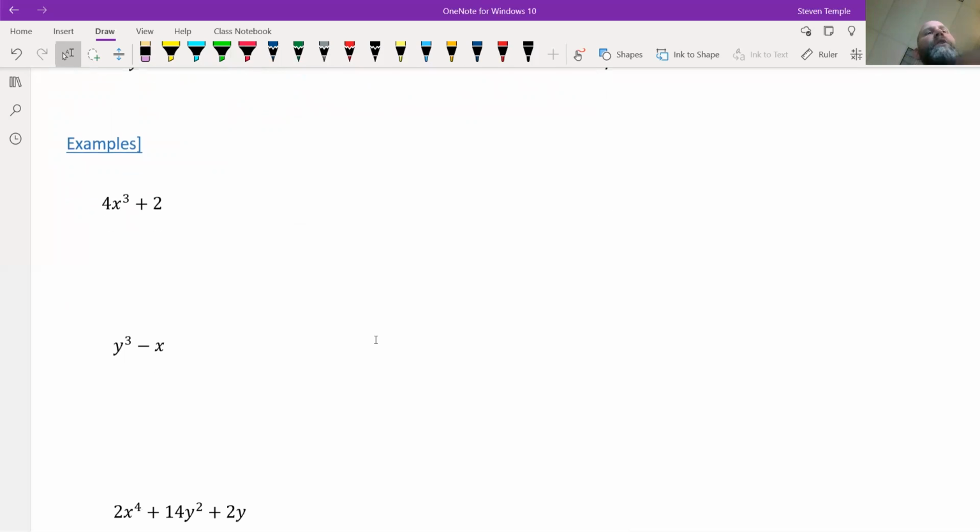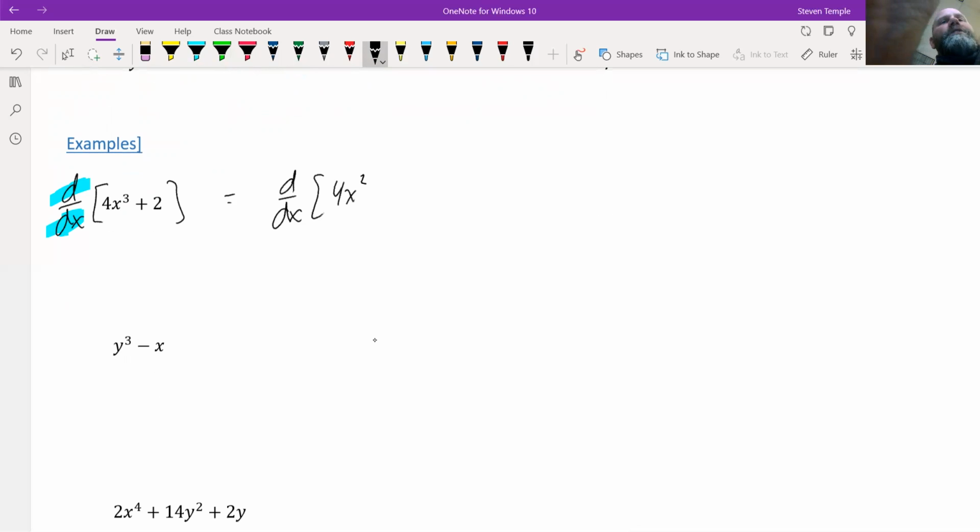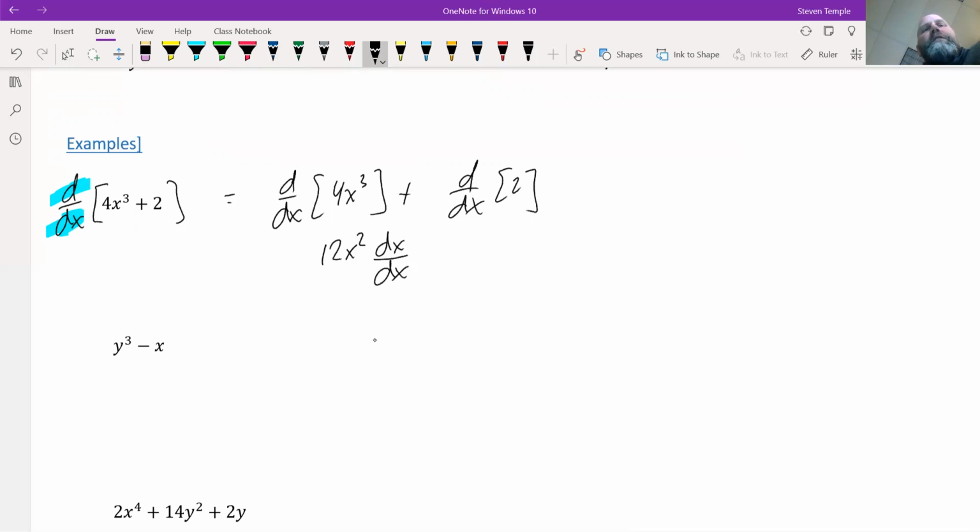If I have 4x cubed plus 2, and I say take the derivative, what I'm actually saying is take the derivative with respect to x. I am taking the derivative of this expression with respect to x. That's what d over dx means. So I'm going to do it the long way. I'm going to write this out as d over dx times 4x cubed plus d over dx times 2. And then you're going to take the derivative, and you're going to end up with 12x squared dx over dx.